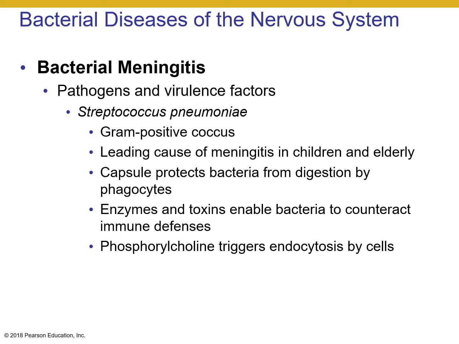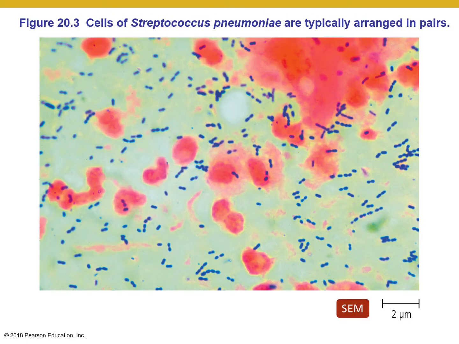It is encapsulated, so that prevents phagocytosis. It produces enzymes and toxins that can fight off the immune response, and it has a surface molecule called phosphorylcholine, and this will trigger the normal cells to take up the Streptococcus pneumoniae. You don't want that. So here we see Streptococcus pneumoniae.